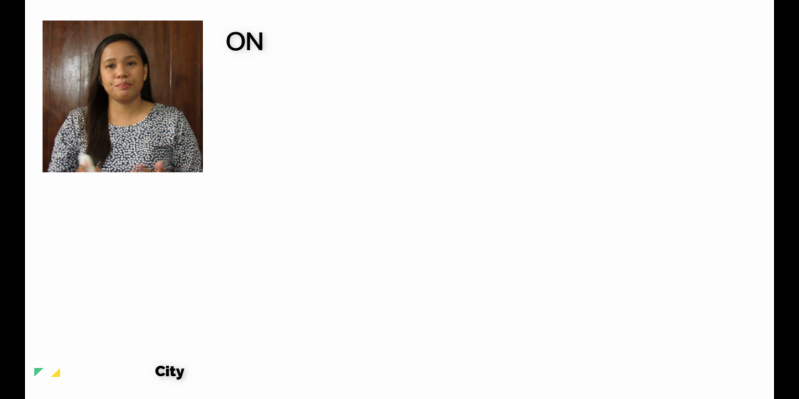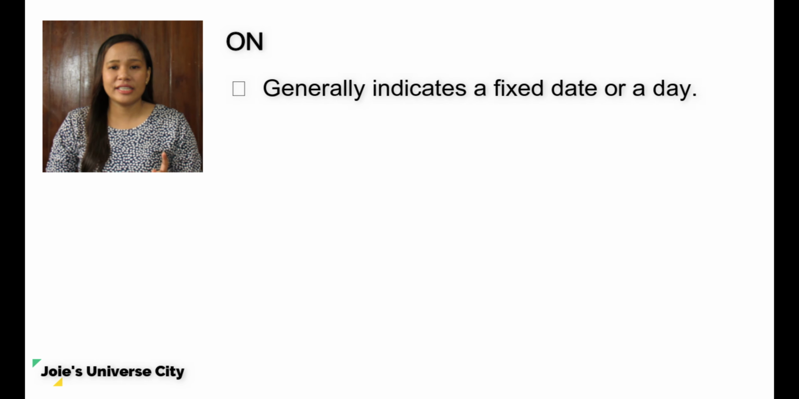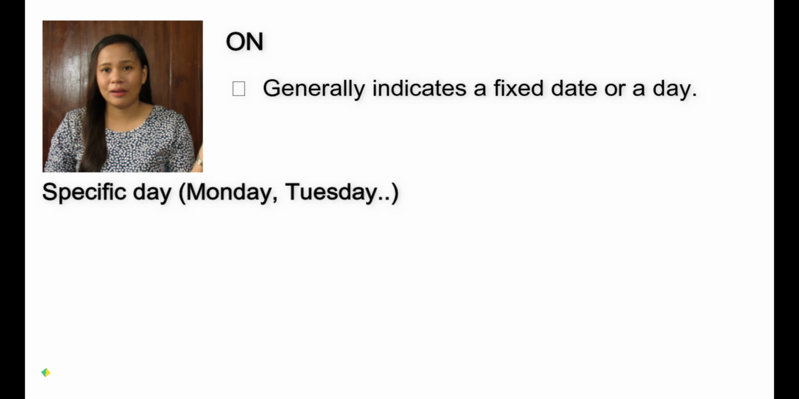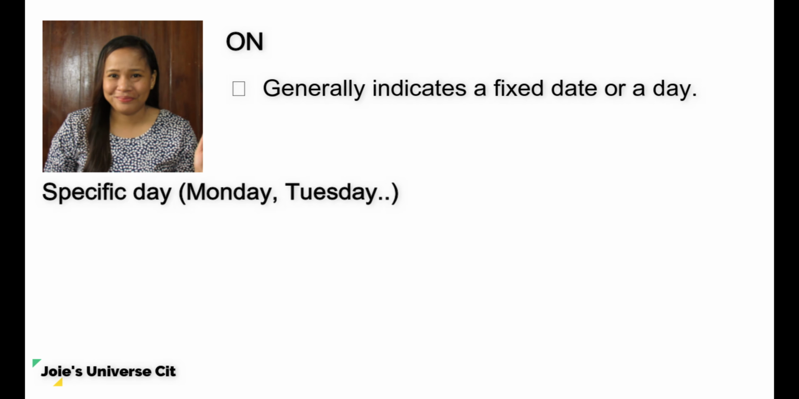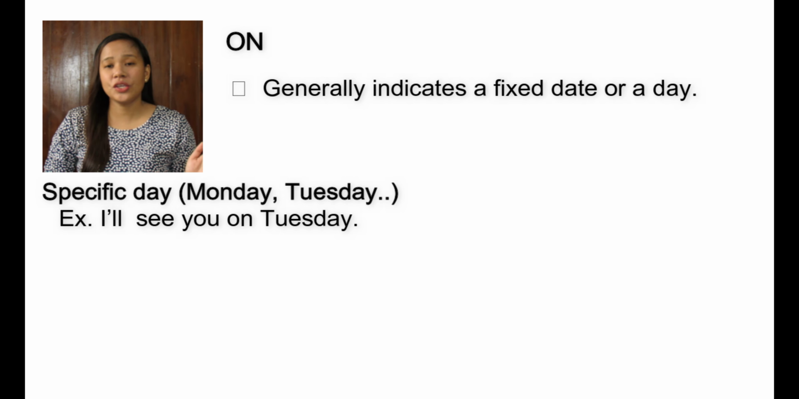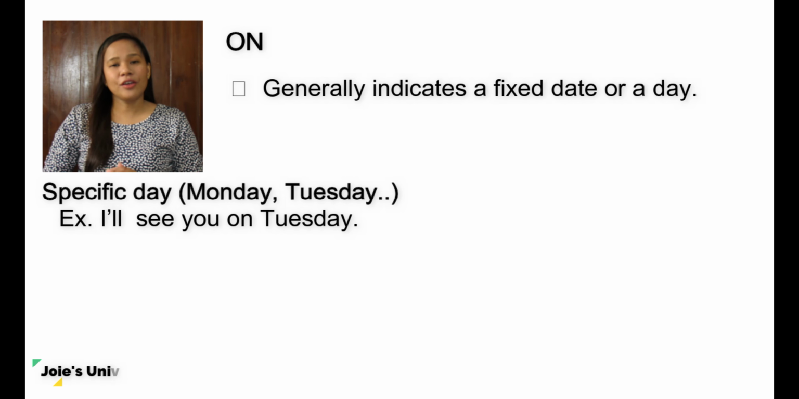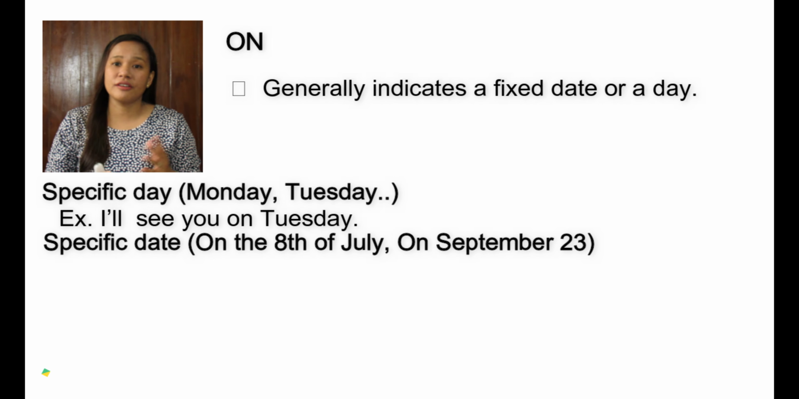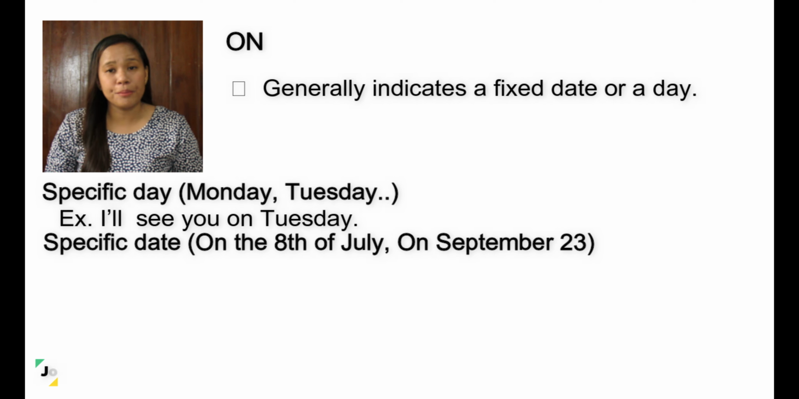Ito yung mas specific naman siya because this particular preposition on generally indicates a fixed date or a day. So, gagamitin natin ang on kapag ang pinag-uusapan natin ay a specific na araw. Gaya ng Tuesday, Monday. Okay, do not say, I'll see you in Tuesday. Kasi ang Tuesday ay specific day. That's why we would say, I'll see you on Tuesday. Another, we also make use of on when we are talking about a specific date. So, on the 20th of December or on the 4th of July or on September 23.